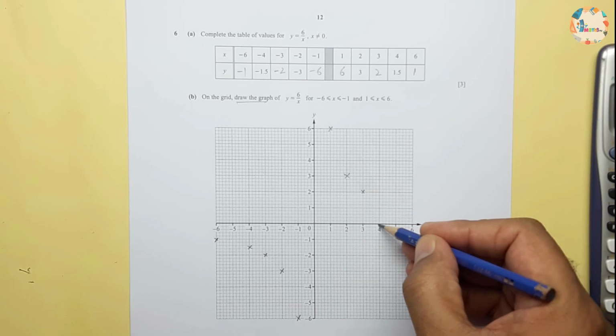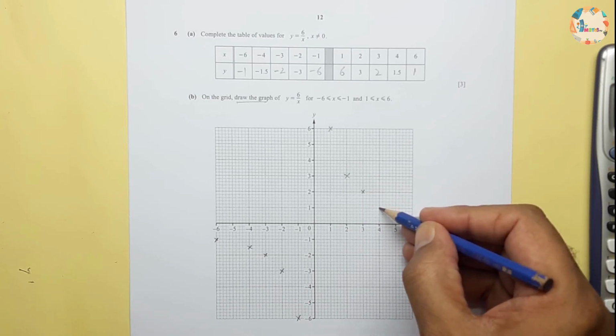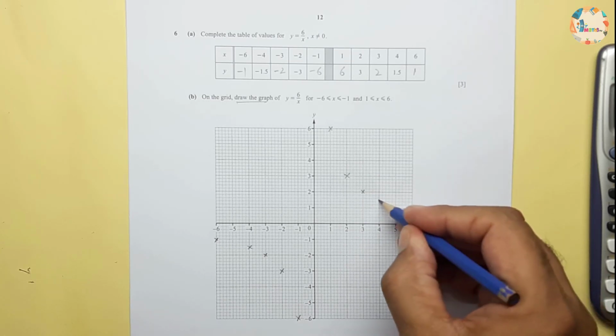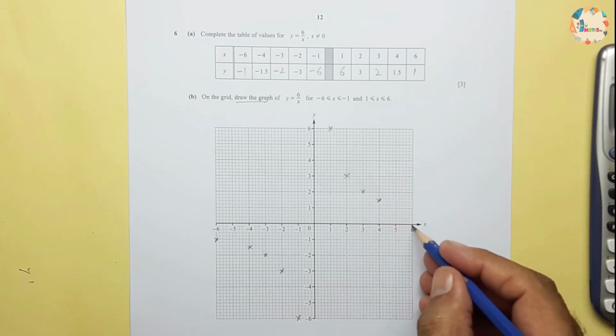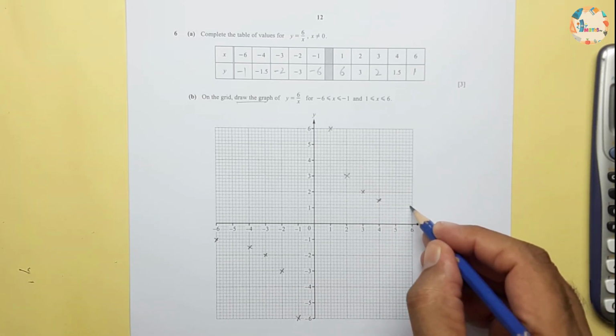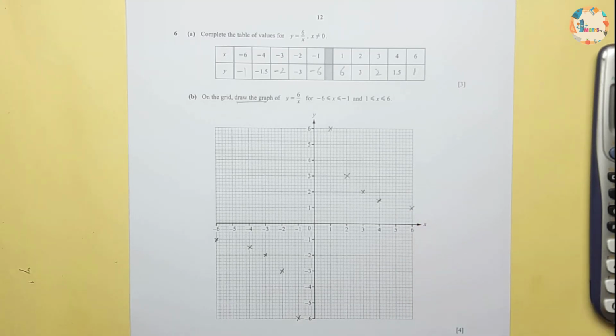And 4 and 1.5, so 1.5 will be this. And 6 and 1 will be this one. Okay, so we are done with these points. Now we have to draw the graph, which is a smooth curve.